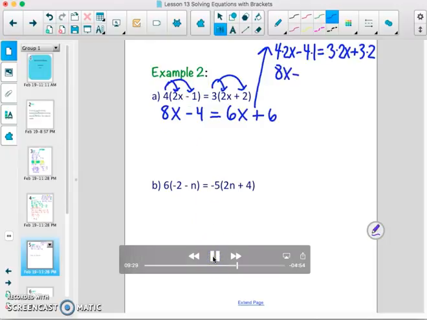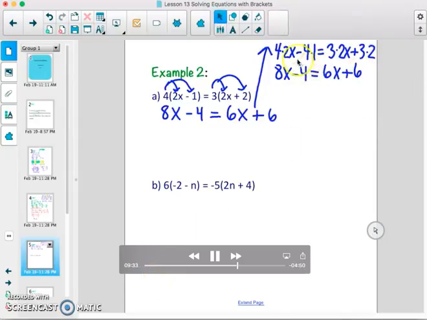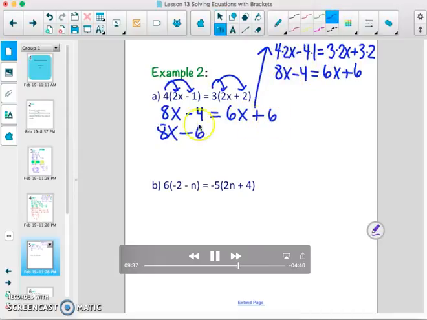So we can collect like terms. It's just showing you what that equals, which is the same as this one. We'll collect like terms, and we'll end up with 2x over here is equal to 10. Divide both sides by 2, and we get x is equal to 5.